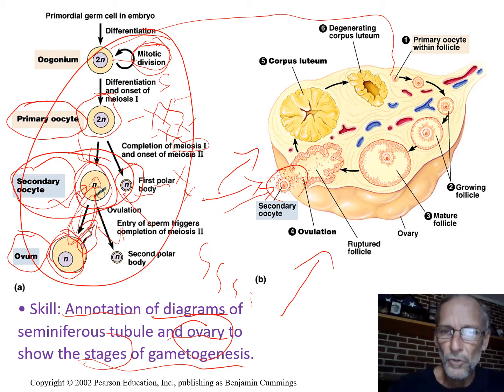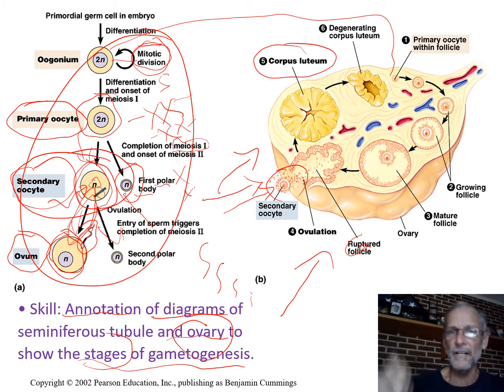So this ruptured follicle again is now called a different name. They would want you to annotate that or identify it in a diagram. So that's all that. And I wish they'd have been more specific about parts they wanted you to do.